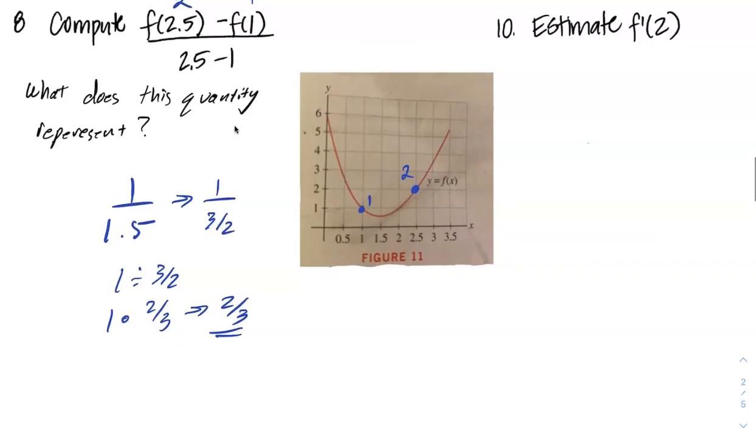Again, what does it represent? It represents the slope of a secant line. So if you draw a line through here, that'd be a secant line because it's 2 points, and then that would also be the slope of it. You just found the slope. So slope of secant line.